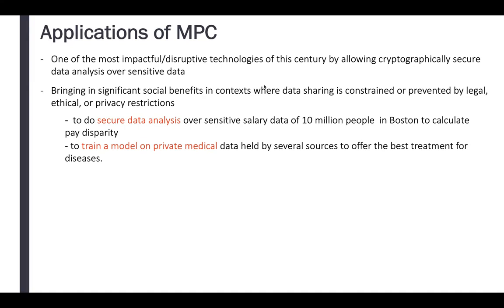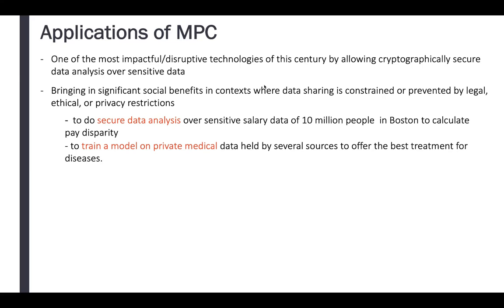Second application, we can use MPC to train a machine learning model on private medical data held by several sources to offer the best treatment for diseases such as HIV, or in the current time, you can think about COVID-19, for instance, use lungs images. And again, here there are privacy concerns, because the hospitals are not supposed to disclose the private medical data of the patients. But if we use MPC, there is guarantee of privacy of those individual data held by the hospitals, but we can still train a model which accesses the database which is jointly held by all the hospitals.